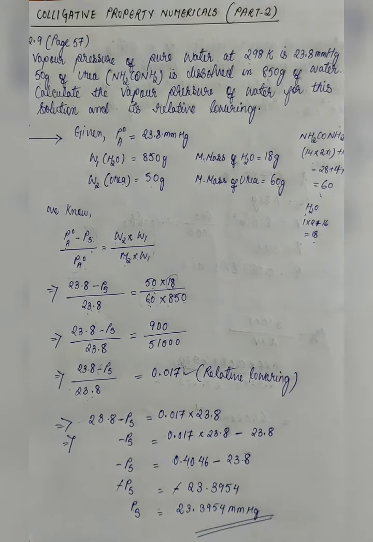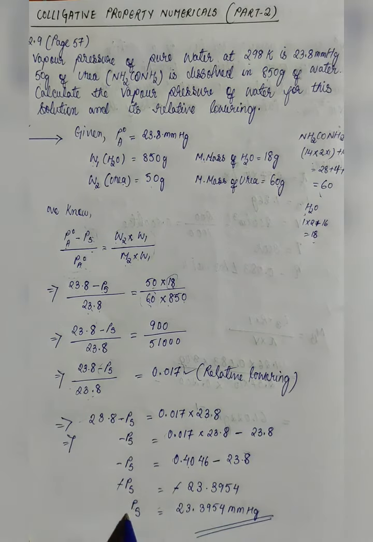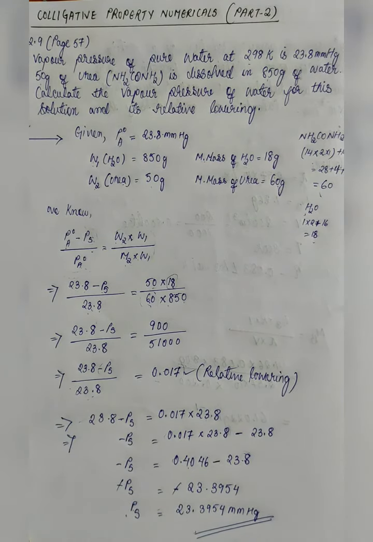mmHg. We also found the relative lowering, and now we also got the vapor pressure of this solution. So our final task is also done. This is how you will calculate numericals based on relative lowering of vapor pressure.